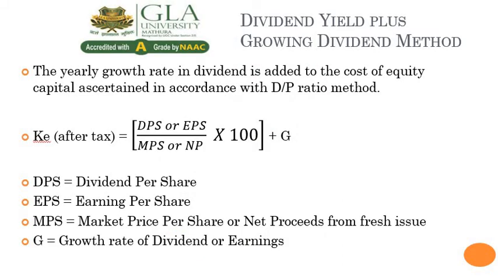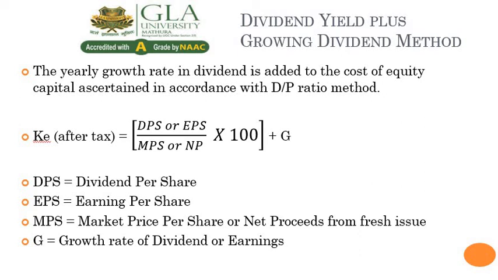What is the dividend yield plus growing method? When the dividends of the firm are expected to grow at a constant rate and the dividend payout ratio is constant, this is called the dividend yield plus growing dividend method. According to this method, the cost of equity capital is based on the dividends and the growth rate, or we can say it is based upon the earning per share and growth rate.